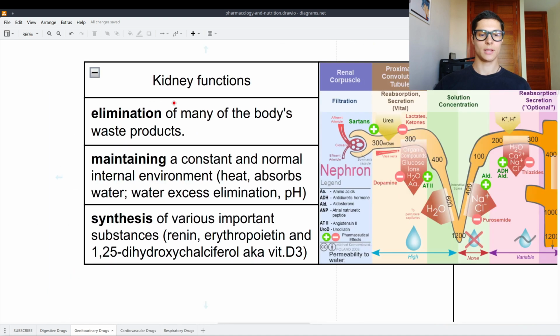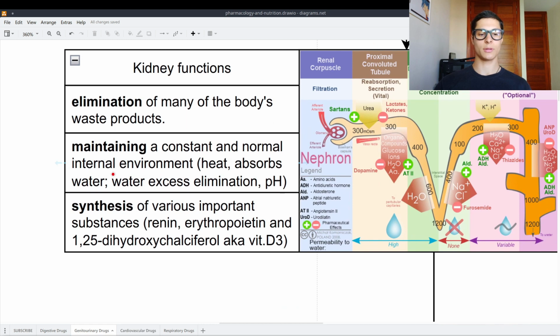Kidney functions. Elimination of many of the body's waste products, maintaining a constant and normal internal environment, having to do with heat, absorption of water, water elimination and pH balance, and also the synthesis of various important substances such as renin, erythropoietin and vitamin D3.